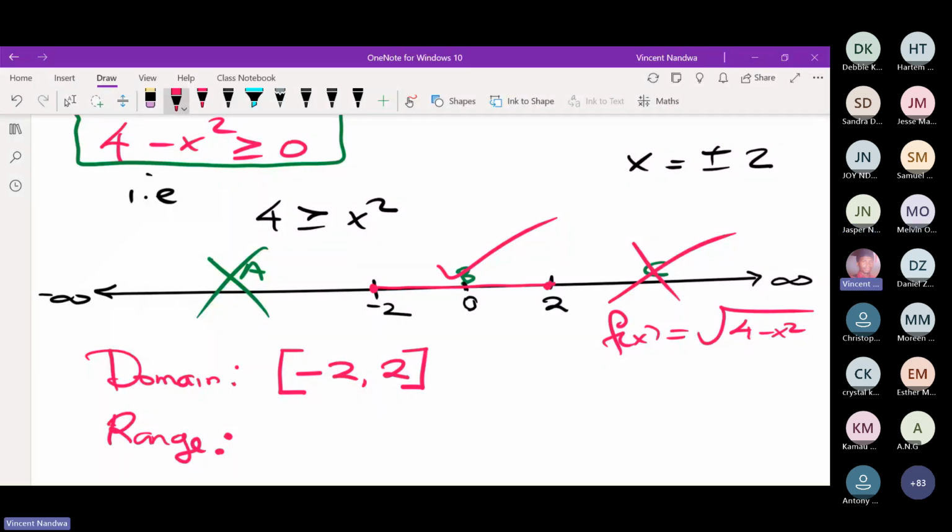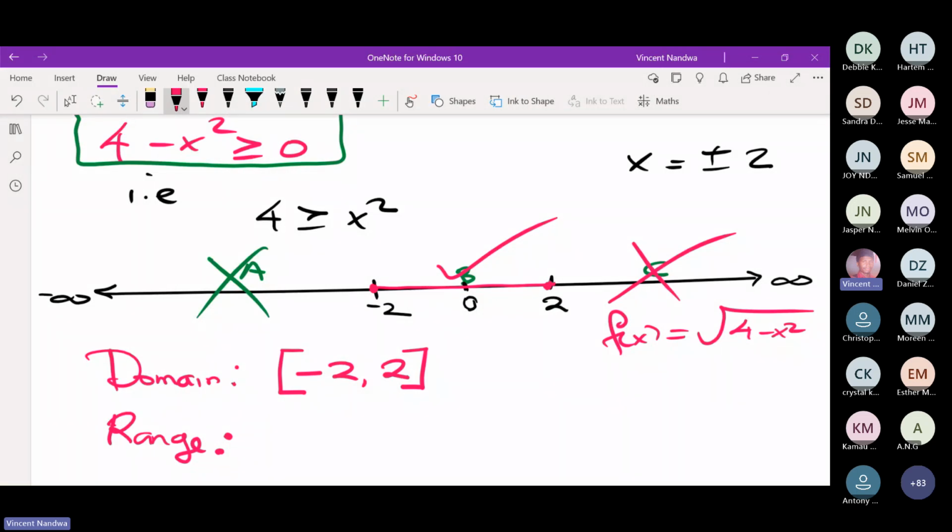So which value from that interval will give 4 minus x squared a bigger number? What should we set for x for us to get a bigger value of 4 minus x squared? 0. So when x is 0 is when we have the biggest value of 4 minus x squared.